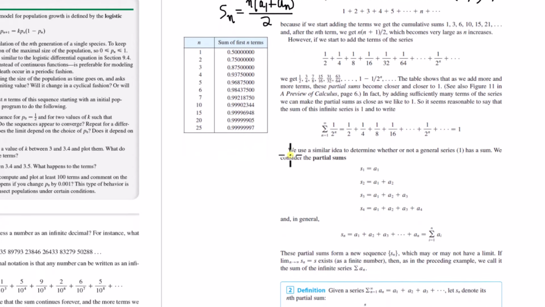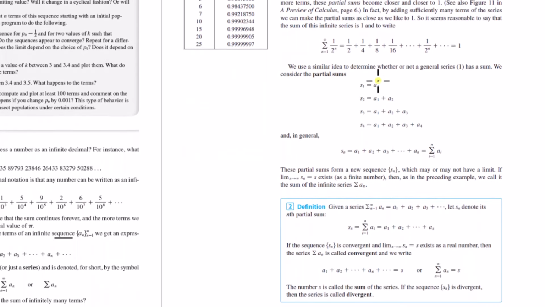Okay, and so here it's saying we use a similar idea to determine whether or not a general series has a sum, and this is what I was talking about up here with the S sub n. We consider the partial sums, S sub 1, S sub 2. Those are partial sums. You're not summing the entire sequence, you're summing a portion of it. S sub 3, S sub 4, and then you get S sub n, right? An S sub n formula. If you can find an S sub n formula, that's really nice, but it's not that easy to do.